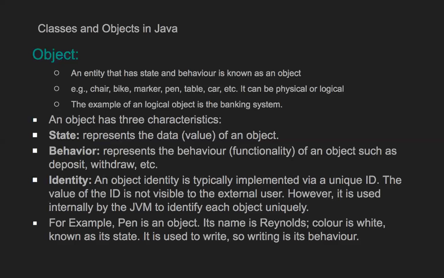Let's go for another example. Like a pen is an object. Its name is Reynolds. So the color is white, known as its state. Whatever color it has is called state. Like, let's assume the length of the pen refill, or the circumference of the nib. So these are all the state. It is used to write. So writing is a behavior. So we have taken behavior as only writing.